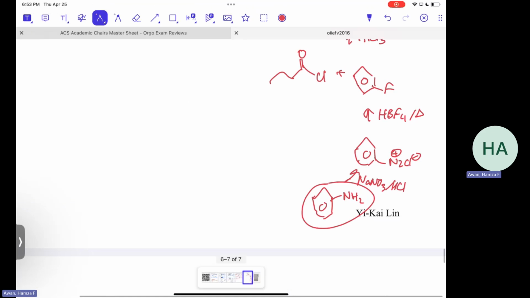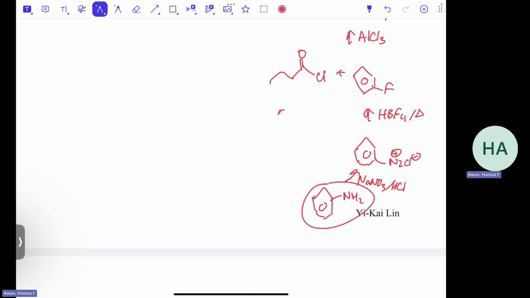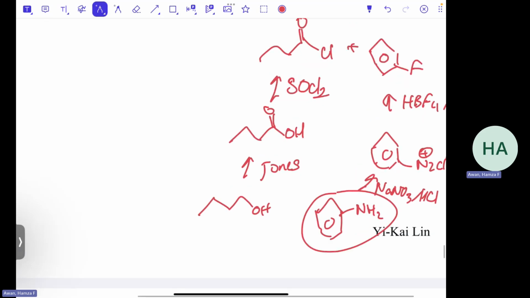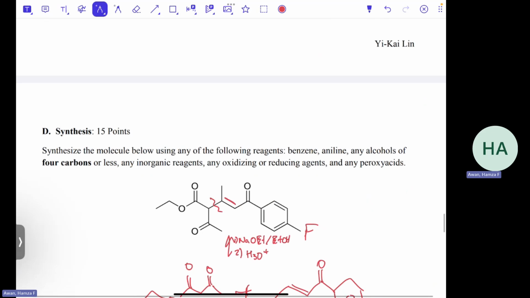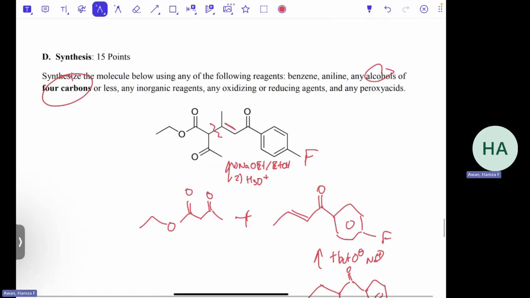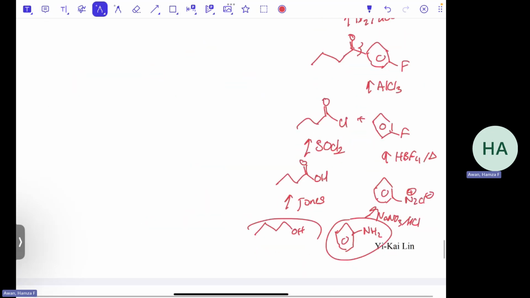So now we have an acid chloride. To get rid of that, we can use SOCl2. This is going to give us our carboxylic acid. And to get our carboxylic acid, we can just use Jones on a primary alcohol. And we have our primary alcohol like this. It's a 4-carbon chain, and from the top, we want 4 carbons or less alcohols. So that is a perfect starting material.